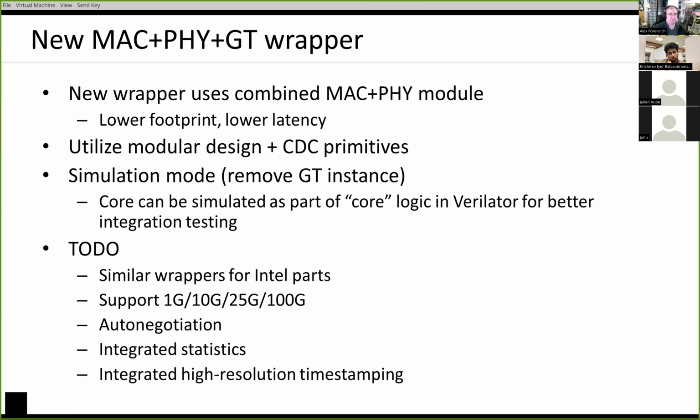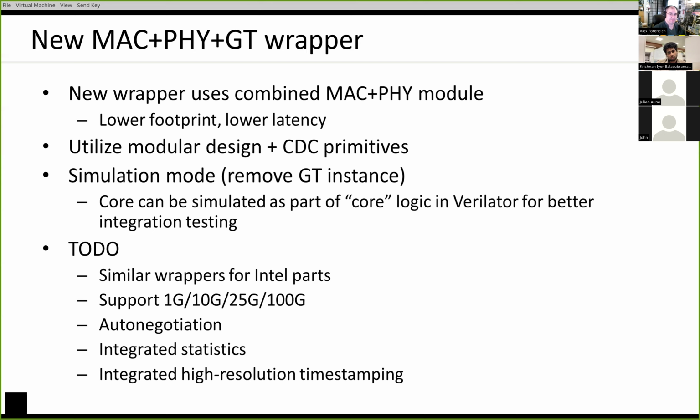The other thing that I've been working on is the new MAC PHY GT wrapper. Previously I had a PHY plus GT wrapper. What I decided is going to make the most sense here is to add the MAC as well, but then repack it and configure it such that it can be run inside of the core instead of as a separate module at the edge, which means that you can get better integration testing. Not just the data path itself, but also some of the sideband control stuff, statistics, timing, transceiver control and status registers, that sort of thing.